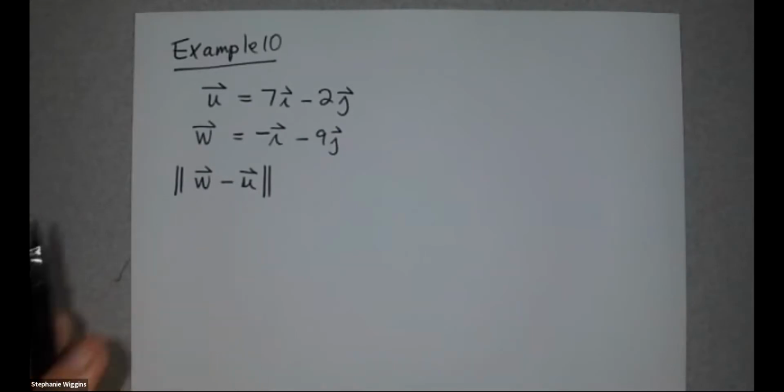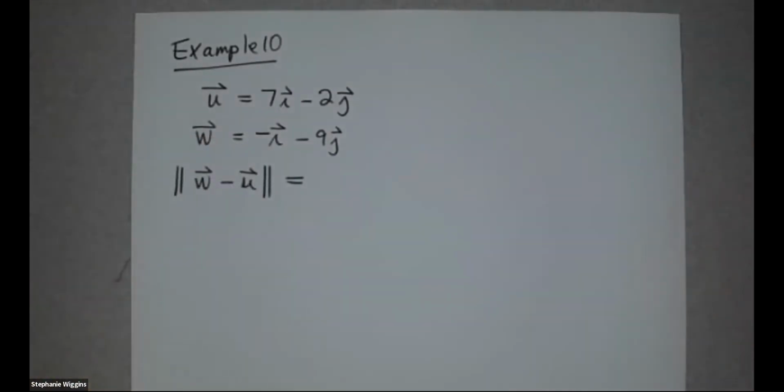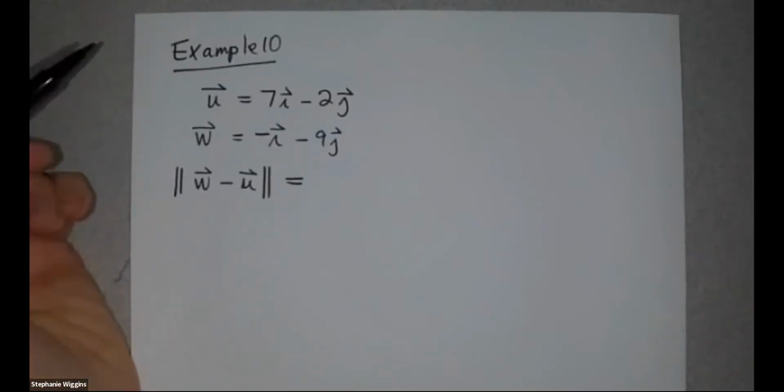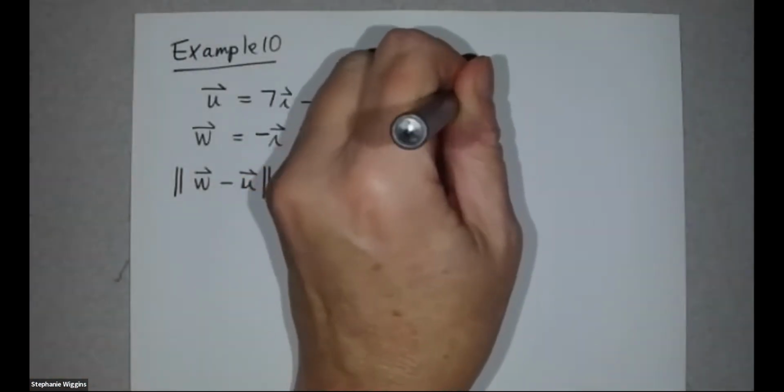When you see those double lines like that, you're finding the length. There are all kinds of words for the length of, we say the norm, that's another word for magnitude, and it's another word for length. So you've got norm, magnitude, length, and I use them interchangeably, so I'm sorry about that. But, all right. So first, we want to find the difference of w minus u. So we're going to do that first.